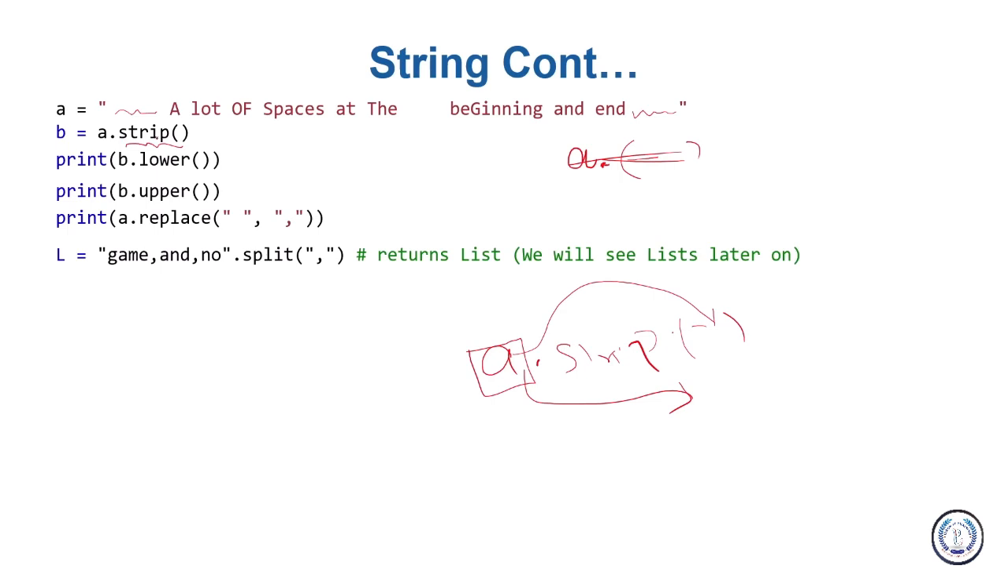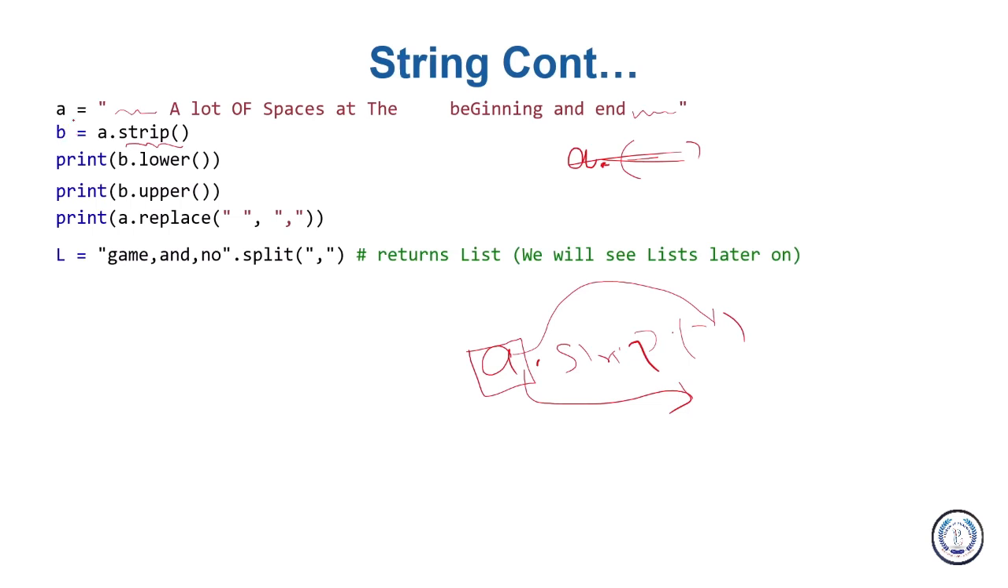And then the strip function removes all the spaces that are at the beginning and all the spaces that are at the end, and returns another string that has no spaces at the beginning and no spaces at the end. And the new string is copied or created in a variable b, let's say. We can have another name for that variable.